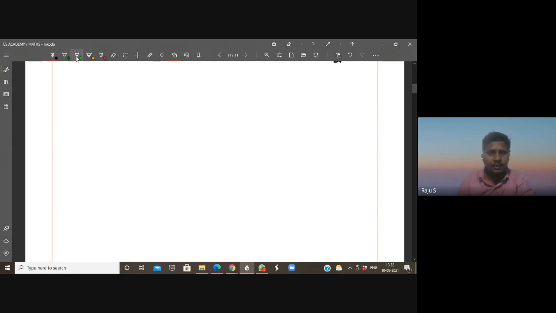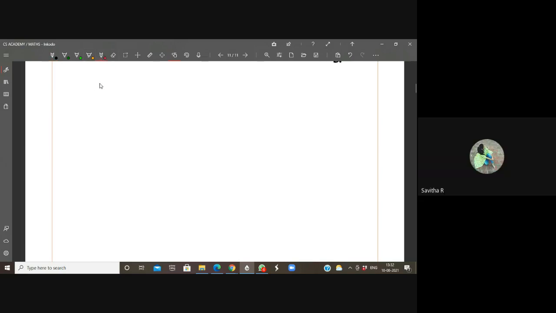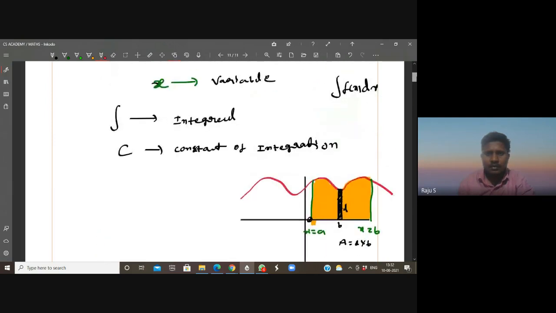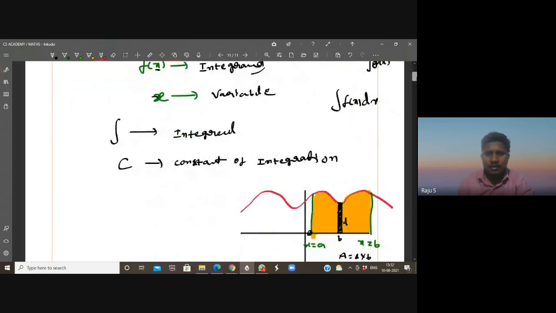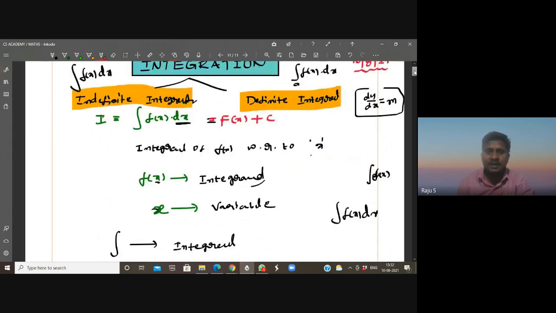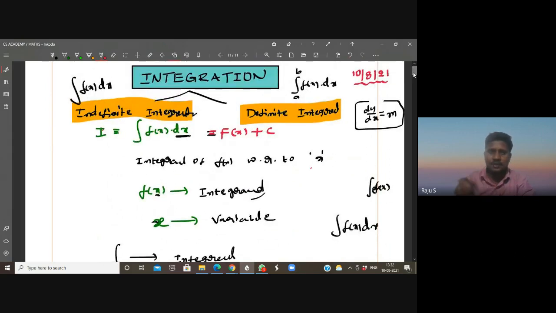For example, I want to check what is the... Once again I'm going to explain this area concept. This we will discuss in applications of integration. That is the next chapter, applications of integration.